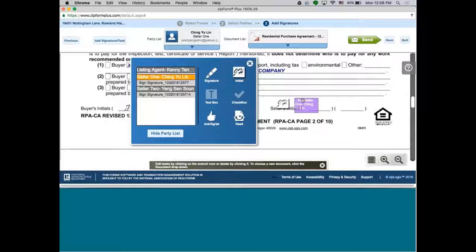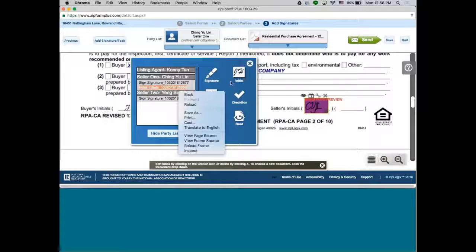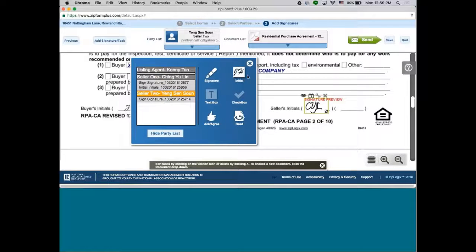Okay, initial for the first seller, then initial for the second seller. You are supposed to do it for every single page that calls for initials by your seller. And you are supposed to have signed every single signature block where your seller is supposed to sign. Now, I'm not going to do every page for you for illustration purposes because I wouldn't have time for that, but you are supposed to do it for every single page. Do not leave out any signature. And I just explained to you the reason why.